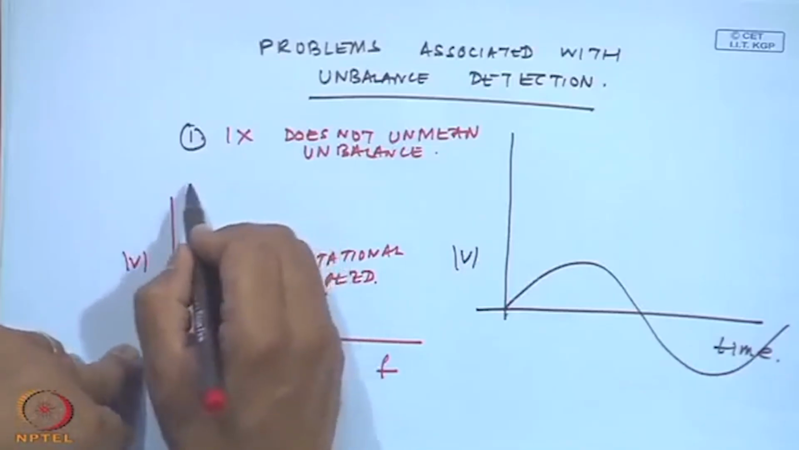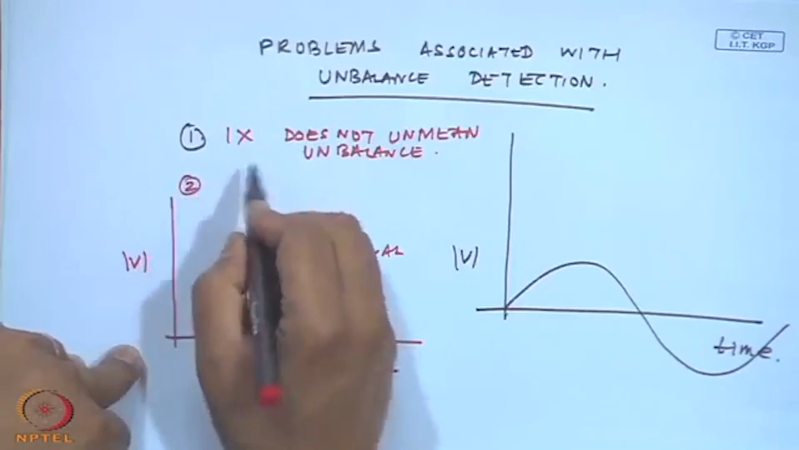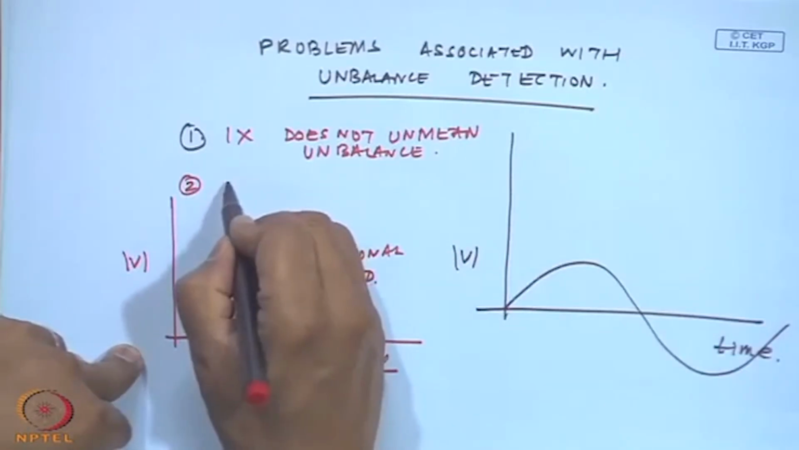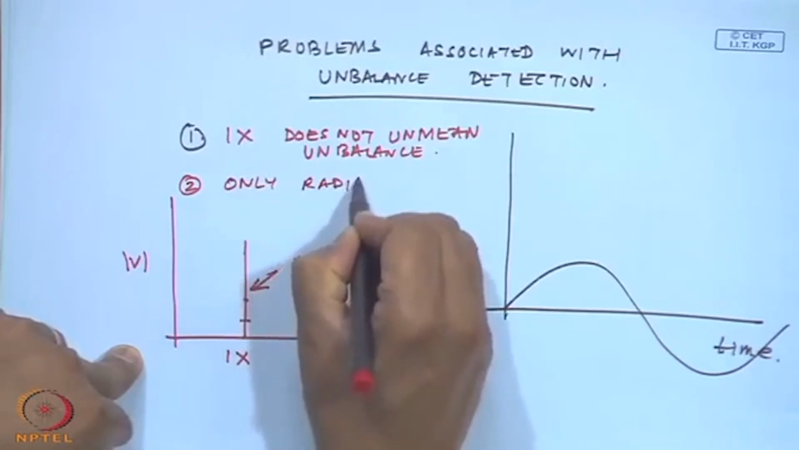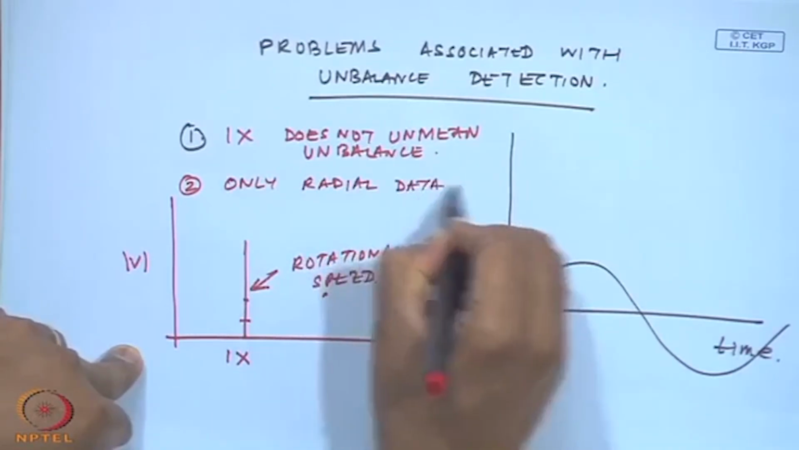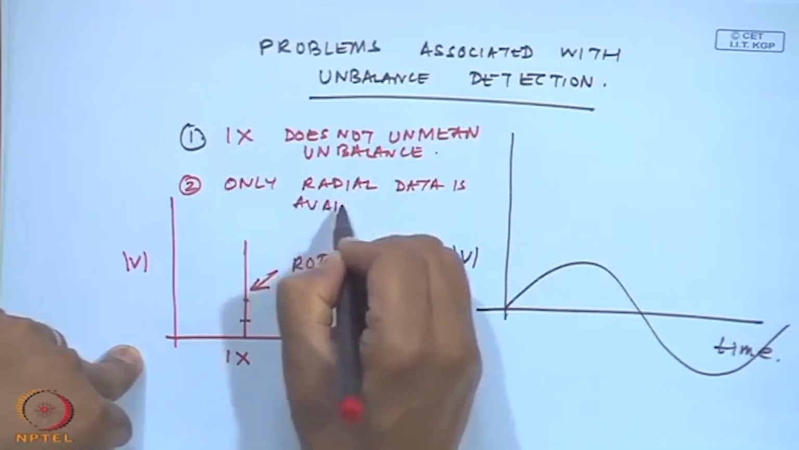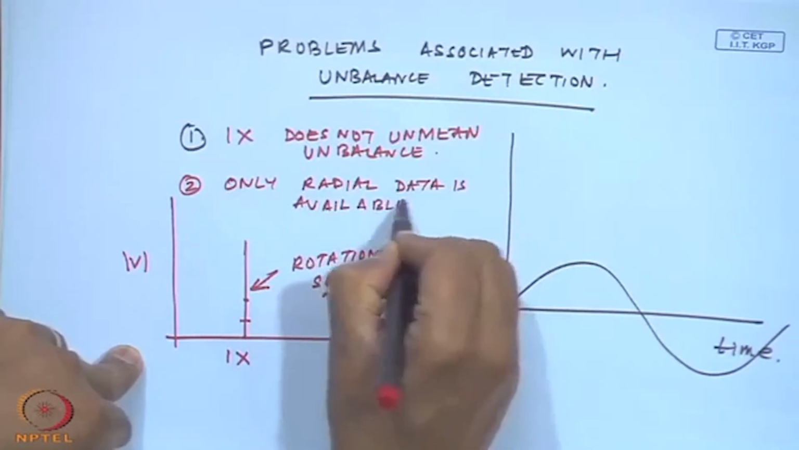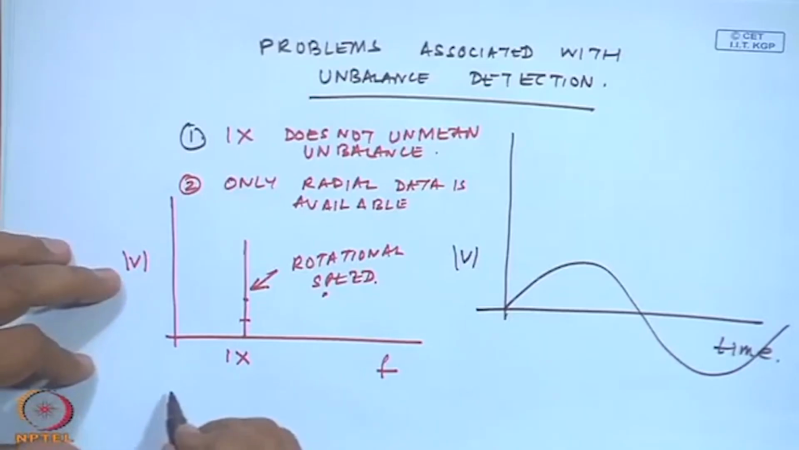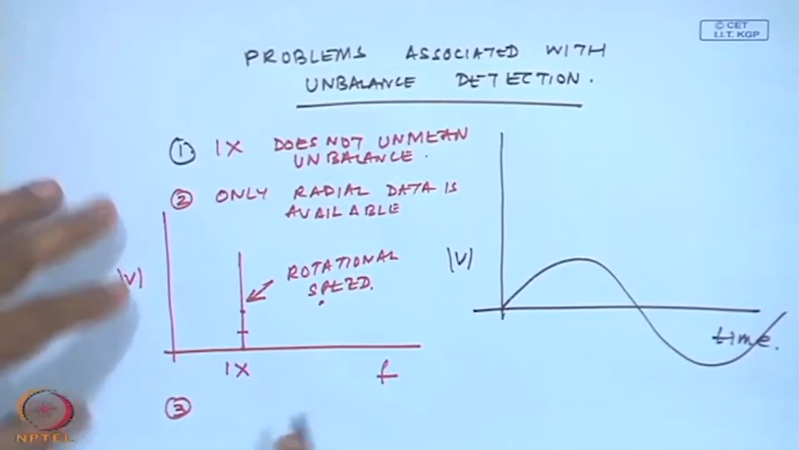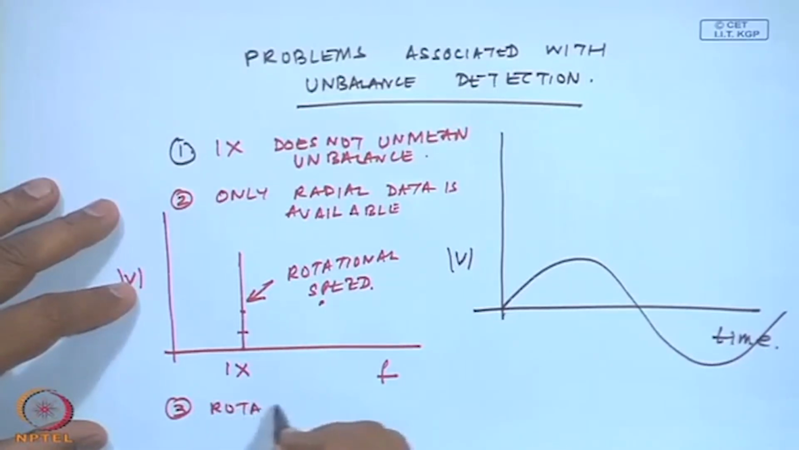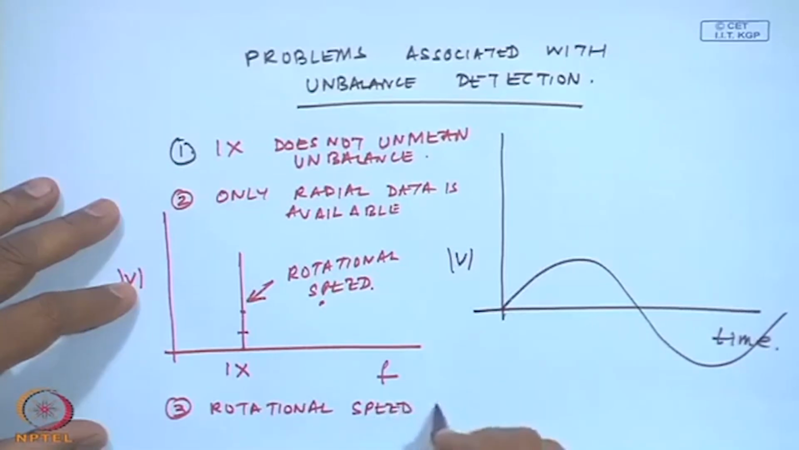Because many times another problem is that only radial data is available. Number 3, which is common to any machine, is that the rotational speed is not known.